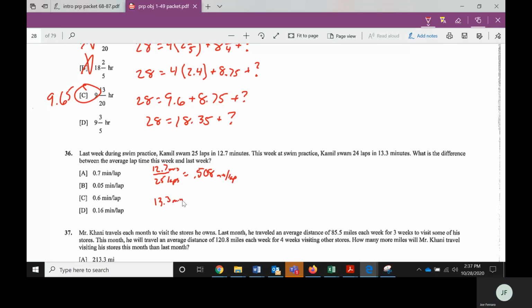This week, 13.3 minutes to do 24 laps. 13.3 divided by 24, and that was minutes per lap. So now the question was, what is the difference between the average lap time this week and last week. Again, this is where doing decimals gets a little long. You've got to make sure you type it in right. You could have this in your calculator still. Otherwise, you'd hit 0.5541 and then 6666, a bunch of sixes. And because that's a difference, that's subtraction, and last week was this. So we take that first number minus 0.508.